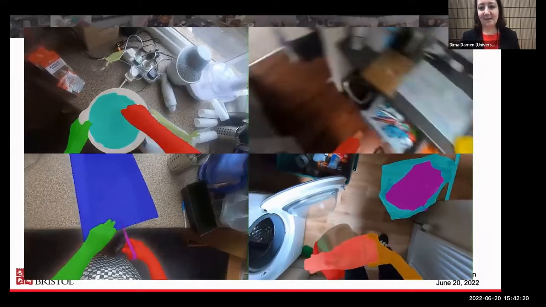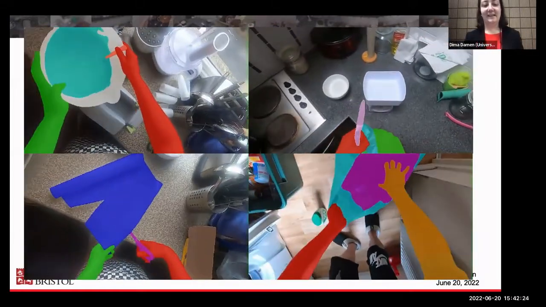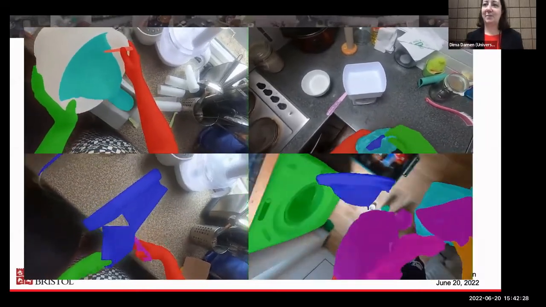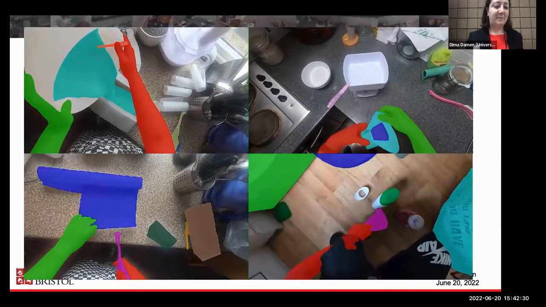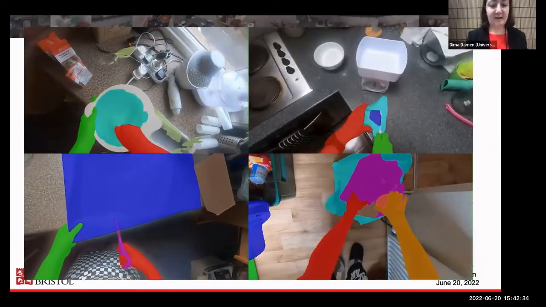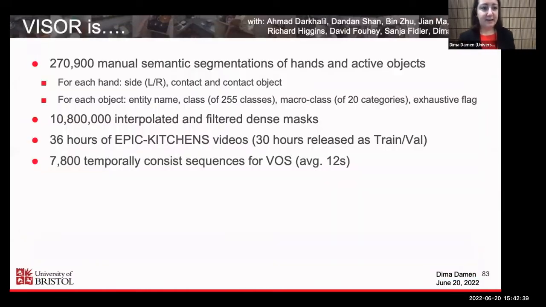And again, this is suffering from exactly the same set of problems. It's long-tailed. It is spatio-temporally different. There are things that have very small pixels and very small time, and things that have many pixels and a lot of time. So what we're calling Visor, and this is a collaboration with the Universities of Toronto and Michigan, is 270,000 manually segmented hands and objects, which we have interpolated into more than 10 million filtered dense masks.